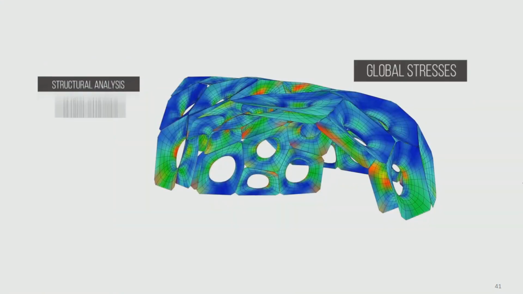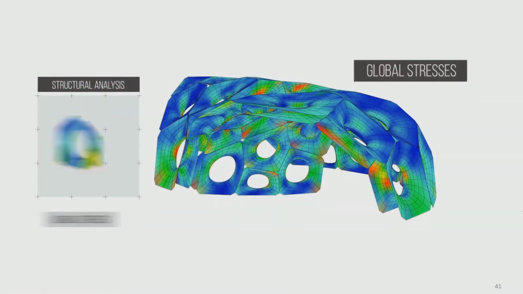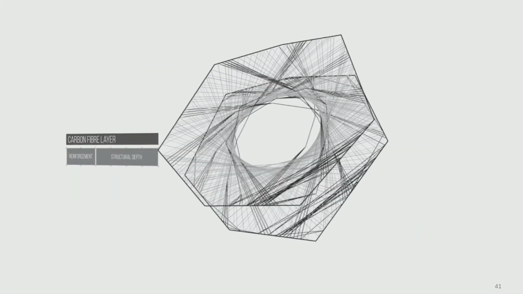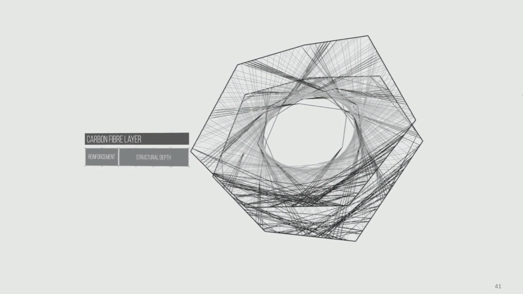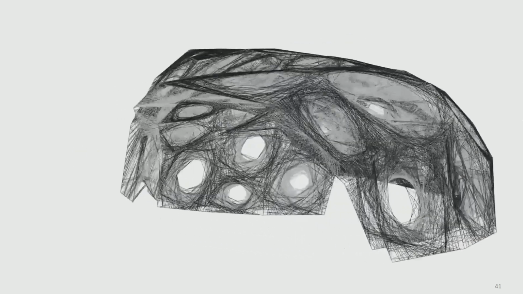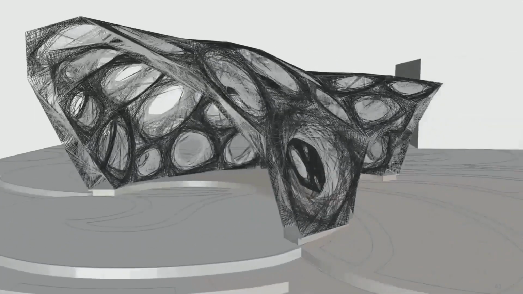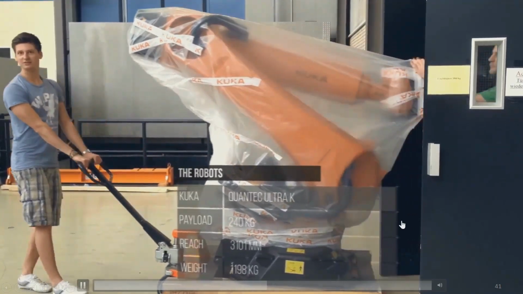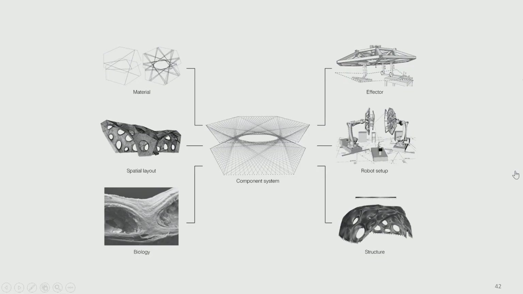In addition, we did the structural testing on it to identify areas where it needed structural reinforcement, where then carbon fibers were added to the mix. So these were winded where we identified that the forces would become larger. And in terms of fabrication, we used two robots.